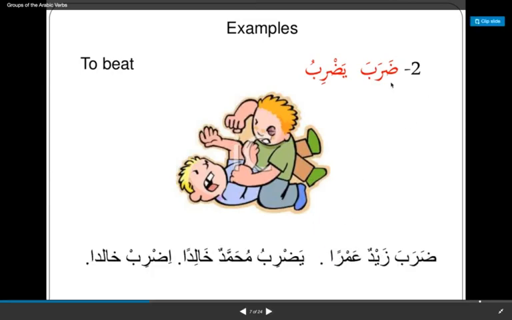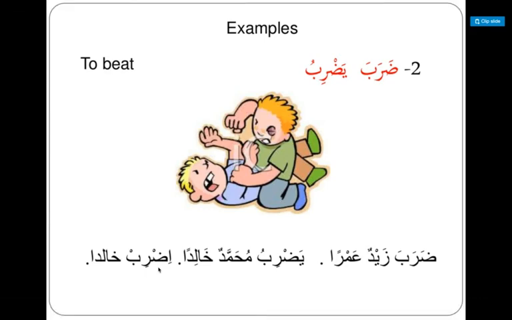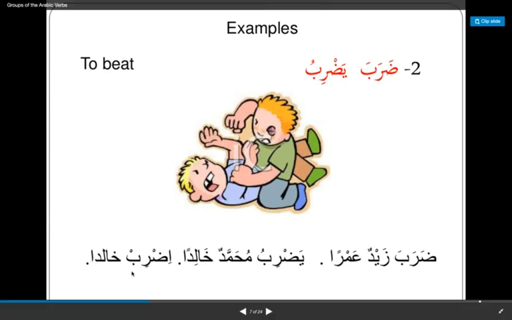Example 2, we have daraba yadribu, standards of group number 2. It means to beat. Daraba Zaydun Amran. Daraba here is in the past tense, and in the present tense we put a kasra for the third letter: yadribu. يضرب محمد خالدا. في الأمر, imperative: اضرب خالدا.